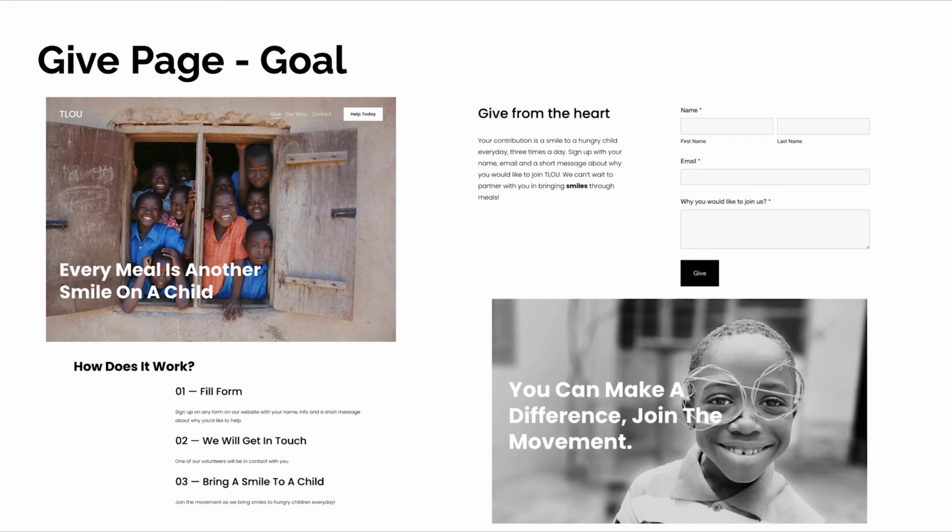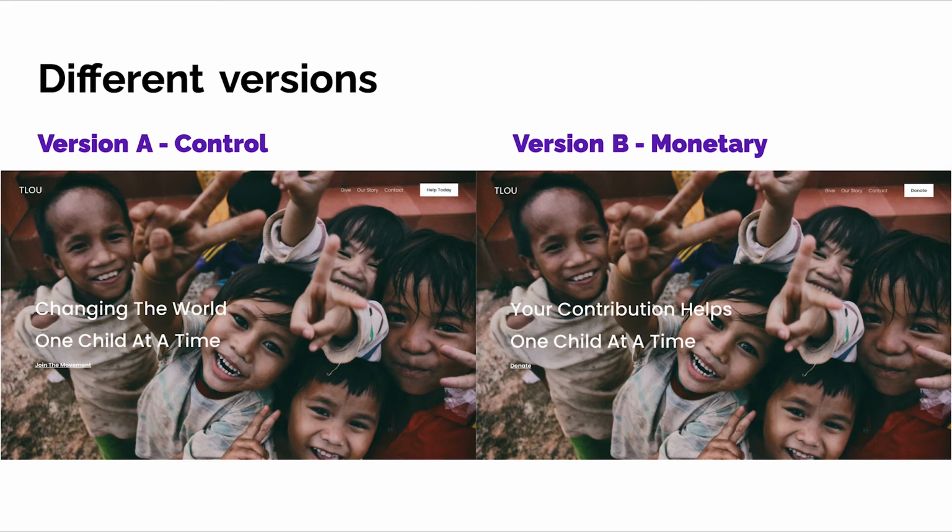The control version, the A version, was the one that the hypothesis was that would perform better and have more engagement and a higher CTR. And then this is the B version that focuses more on monetary and contributions as opposed to feelings. So version A's heading is changing the world one person at a time, where version B is your contribution helps one child at a time, addressing monetary or thinking about money.